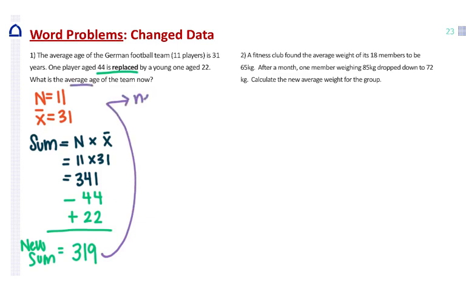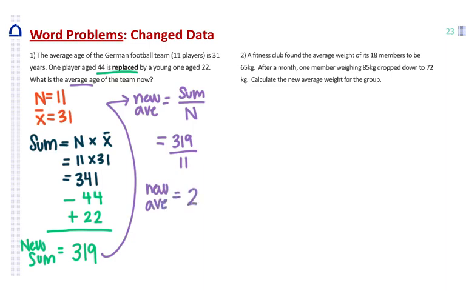We want the new average. Well, we know the average formula is just the sum of the data divided by the total number. Well, we have a new sum. It's 319 divided by, it's still the same number of people on the football team. One person left, a new person joined, so it's still divided by 11. So then the new average will be age 29, which makes sense just logically because an old player left and the average age was 31 and a young player came, so the average moved to be younger because of that young player joining.